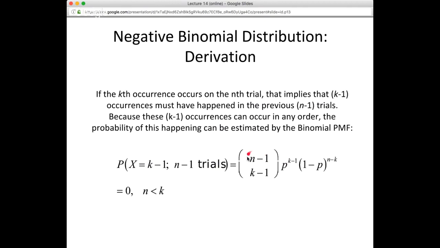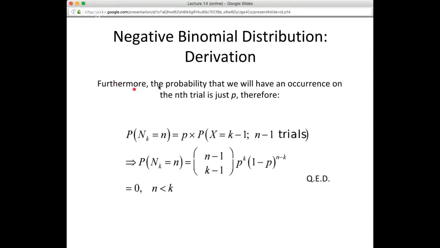So we have the binomial coefficient, where we're basically looking at n-1 trials and k-1 events. And then we have the probability associated with those k-1 events times the probability of a non-occurrence for the rest, which is n-k. We also have to put that the probability is going to be 0 if the number of trials is less than k, because obviously you can't have k occurrences in fewer than k trials.